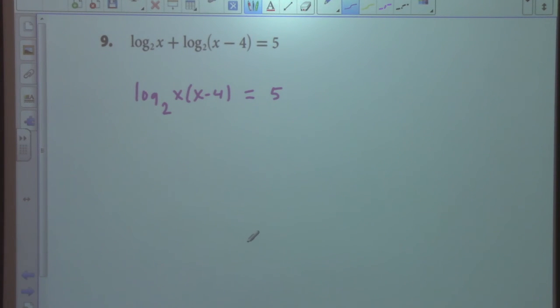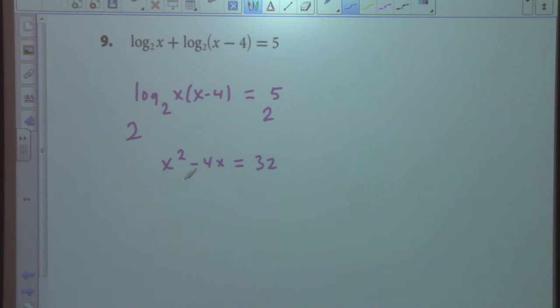What are you going to do next on this one? What can you do to cancel out log base 2? Put it to the power 2, and then you put the 5 to the power 2, but I messed up. Well, 2 to the power 5, you mean. Yeah. So what we have here is x squared minus 4x equals, and what is 2 to the power 5? 32? Yeah, 32.